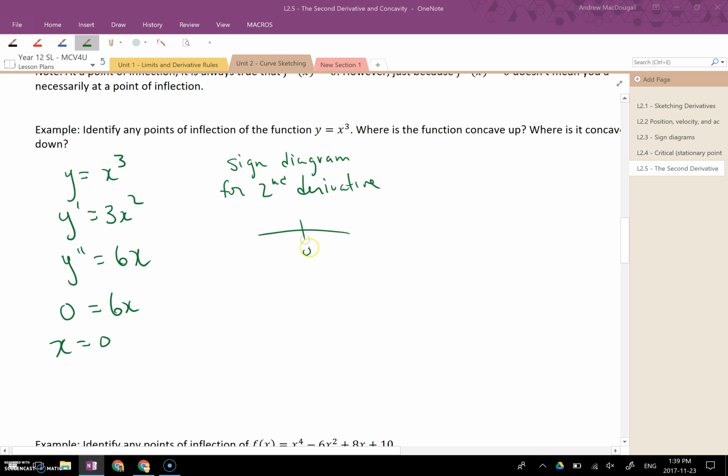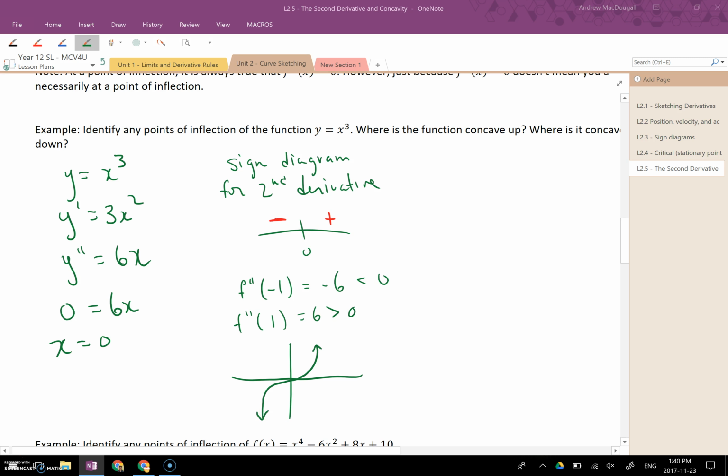So at 0, if we plug in a number to the left of 0, like -1, f double prime of -1 is -6, which is negative. f double prime of 1, to the right of 0, is +6. So we actually see it switches from negative concavity, opening down, to positive concavity, opening up. And we're familiar with the graph. It looks like this.